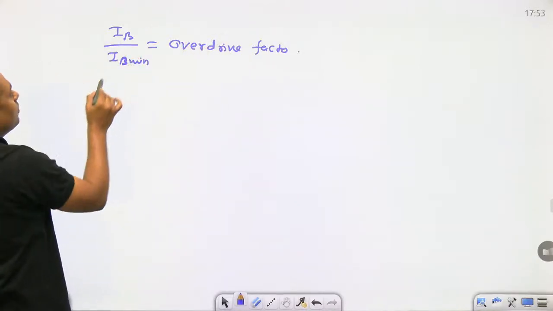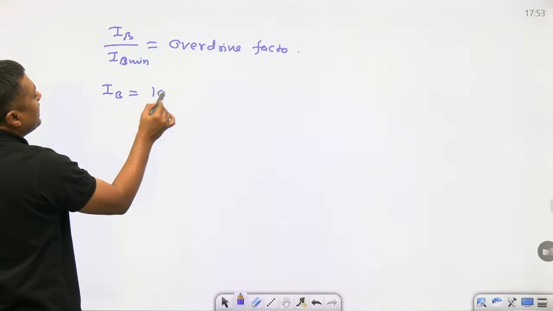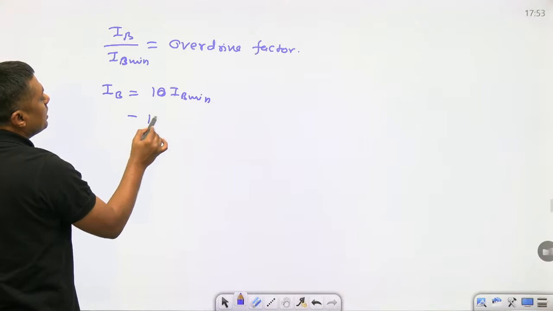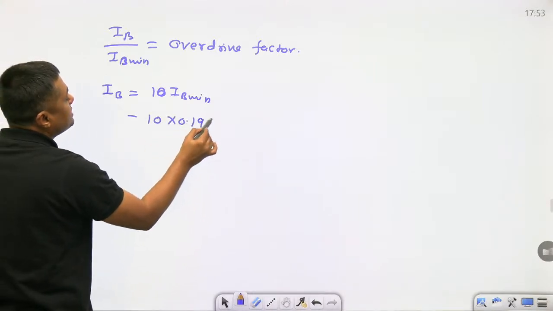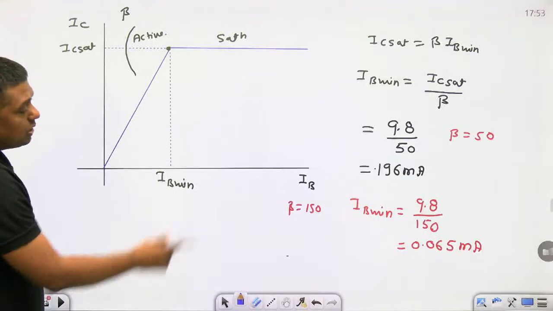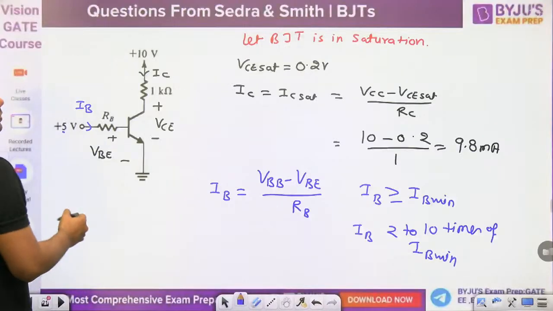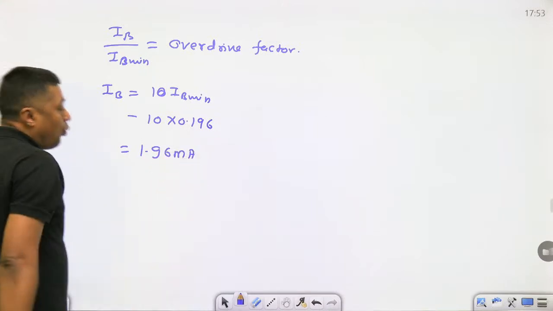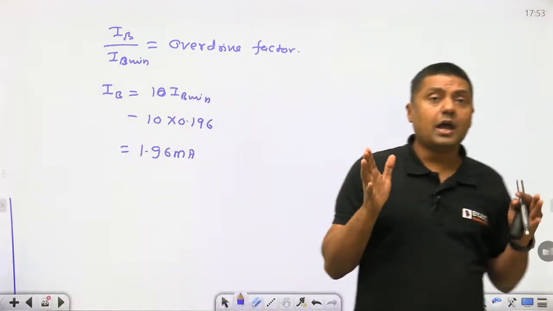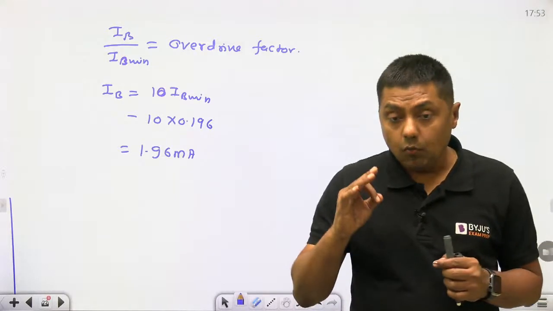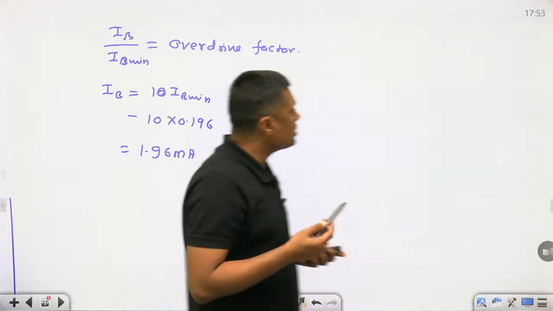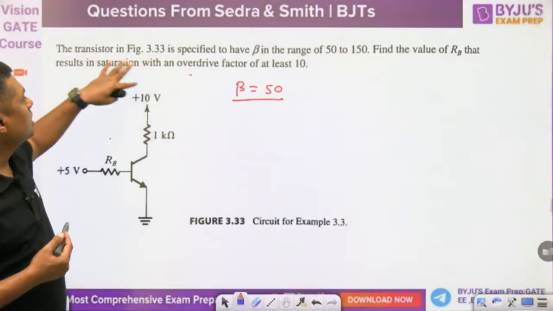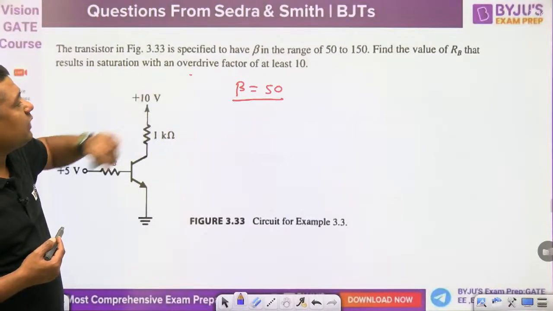This is 10. So what is the IB? Actual IB is 10 times of IB minimum. So this becomes 10 into 0.196, because IB minimum is 0.196. It will become 1.96. So 1.96 milliampere IB is required. Okay, Pradeep? So what is asked in the question? What is the value of RB? Find the value of RB that will result in saturation with an overdrive factor of at least 10.